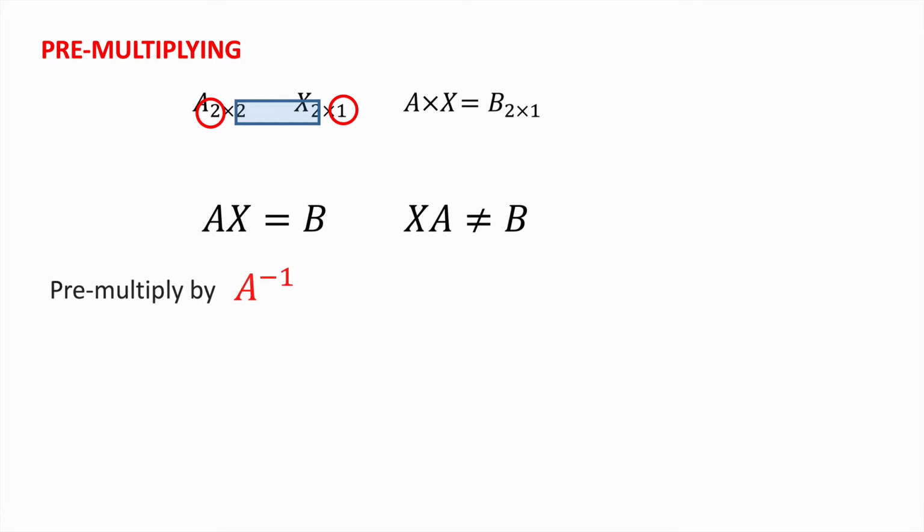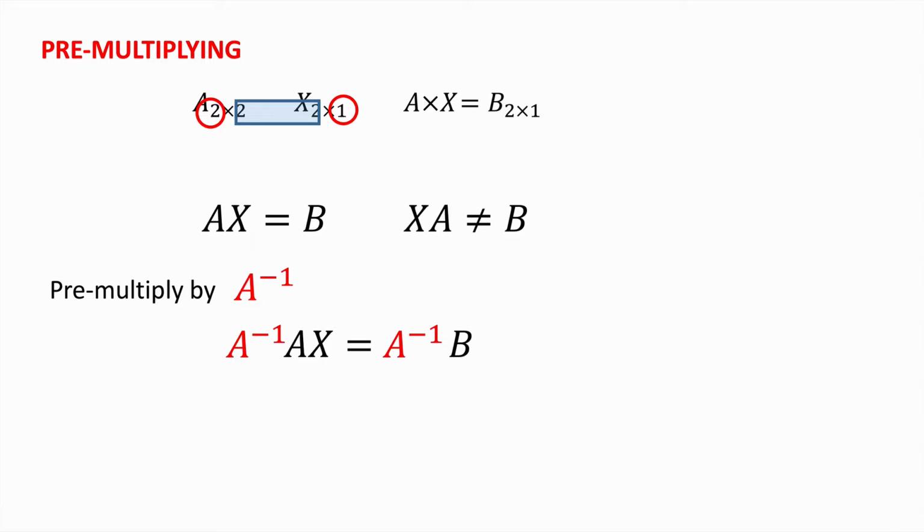So this is what we do. We pre-multiply by A inverse. And I'm just going to write the equation again. AX is equal to B. And pre-multiplying by A inverse means putting A inverse at the front of both the left-hand side of the equation and the right-hand side of the equation.